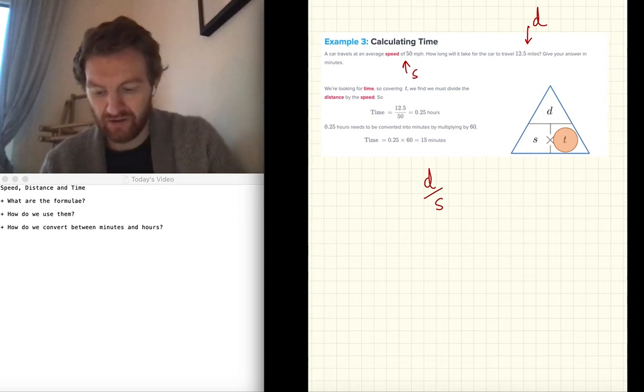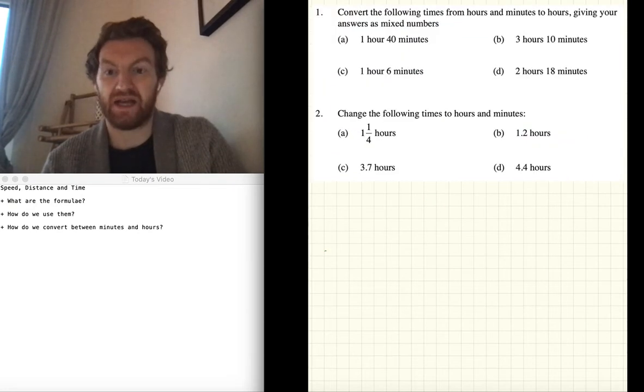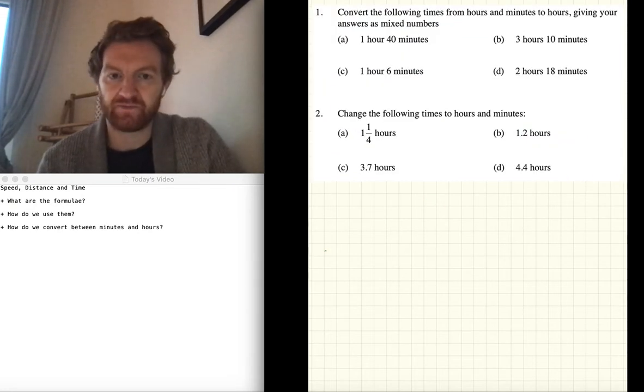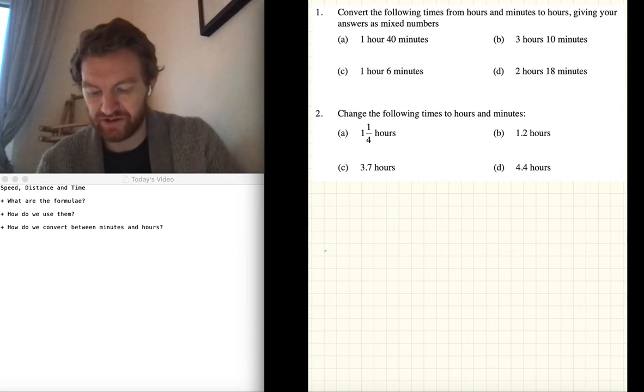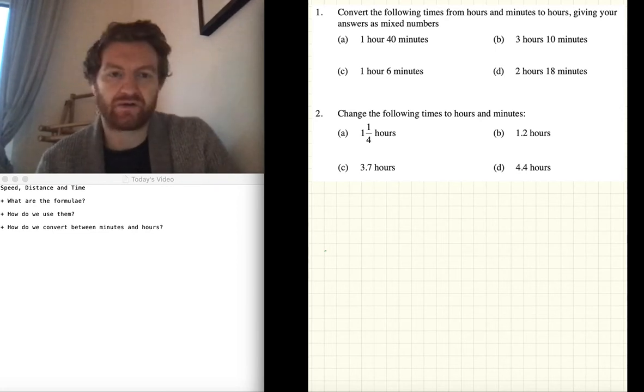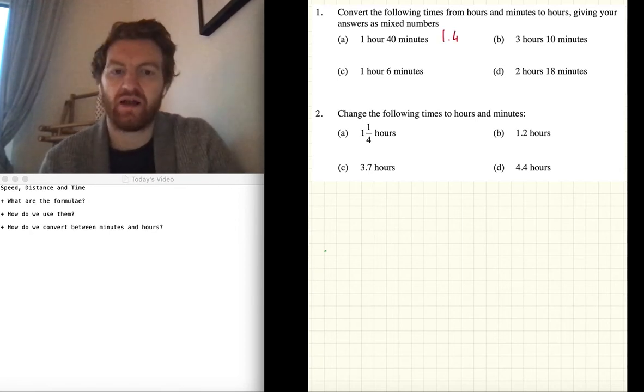The final thing you may need for a speed, distance, time question is to be able to convert between minutes and hours, or combinations of those. Just remember the simple fact that there are 60 minutes in an hour, which hopefully you are all aware of. So for this first question, you can see the first question says you've got an hour and 40 minutes, you want to give it as a mixed number. Avoid the temptation to say like 1.4 times 60. That's completely wrong, because it's not out of 100, it's out of 60.